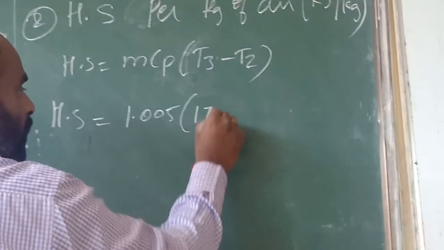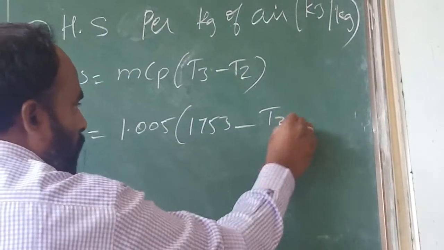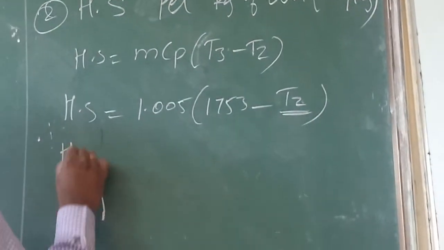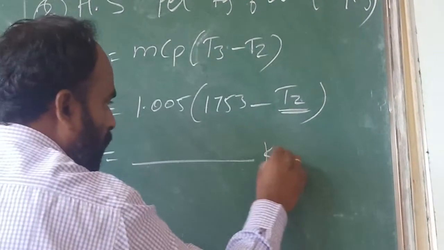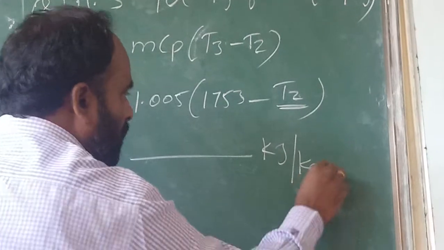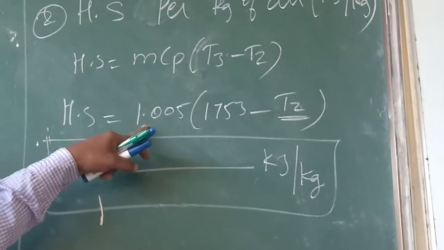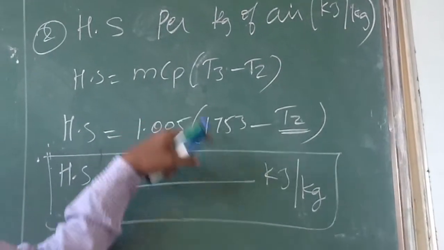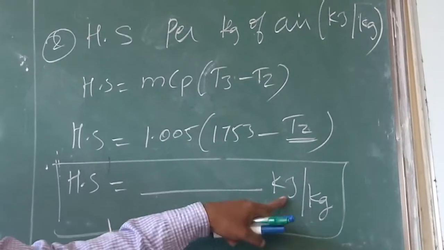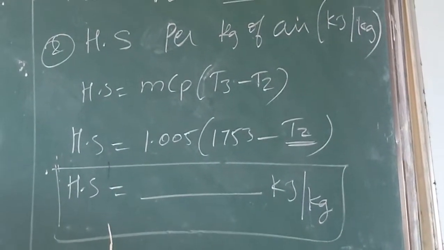T3 equal to 1753 and substitute T2 here, then we can find the heat supply in terms of kilojoule per kg. Since we have substituted specific heat at constant pressure in kilojoule per kg Kelvin, kilojoule and Kelvin will get cancelled, then we get kilojoule per kg.